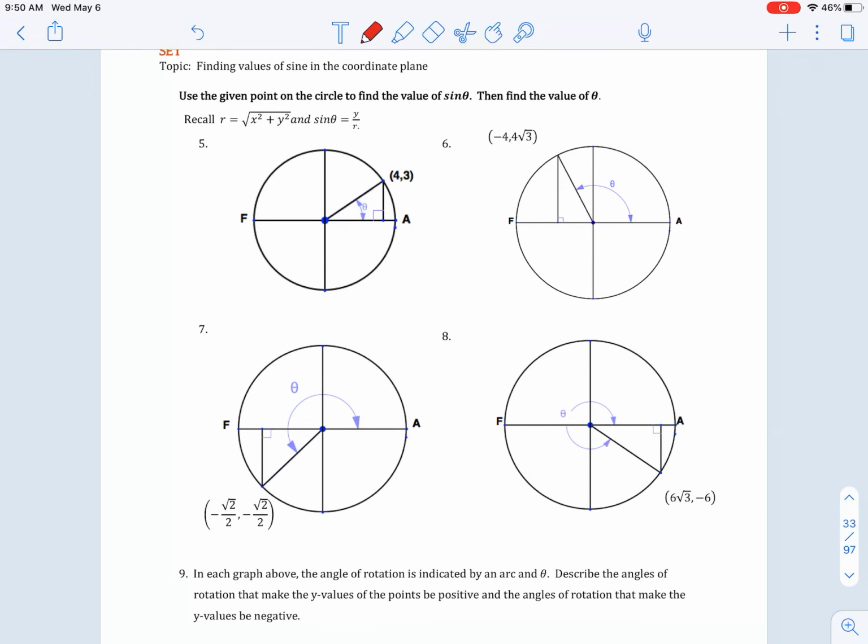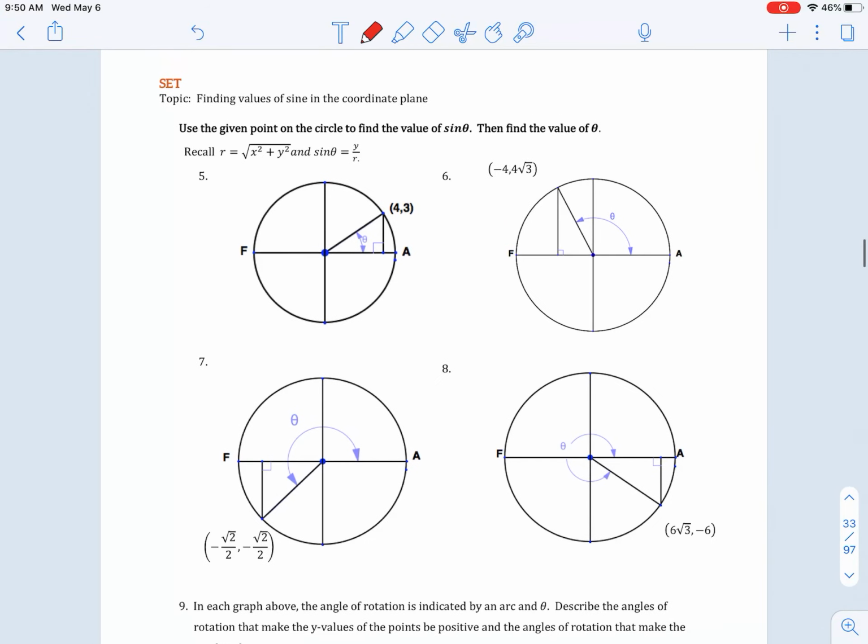Okay, a few of you have requested a video on the 6.3 set. So I'm going to do number 5 and I'm going to do number 8. And then I'll leave the other two for you. And hopefully after you see those two, you'll be able to figure out how to do it.